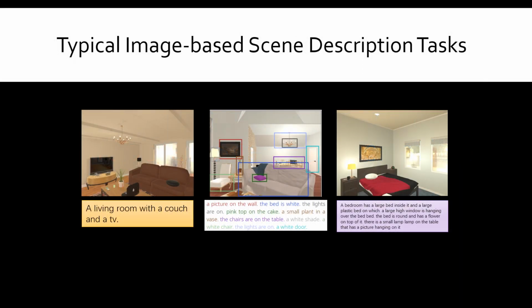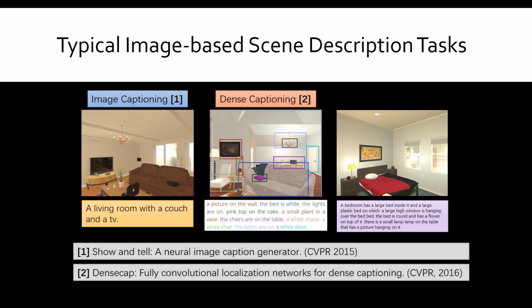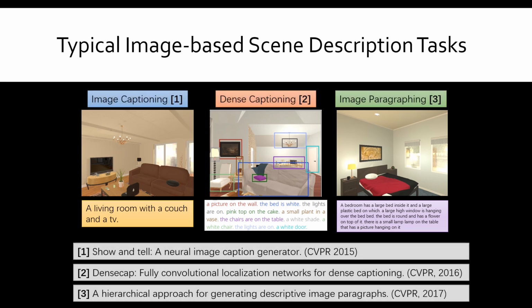Recently, great progress has been made in the areas of image captioning, dense captioning, and image paragraphing. It has been becoming more and more mature with the booming of deep learning techniques. These tasks can be summarized as image-based scene descriptions.